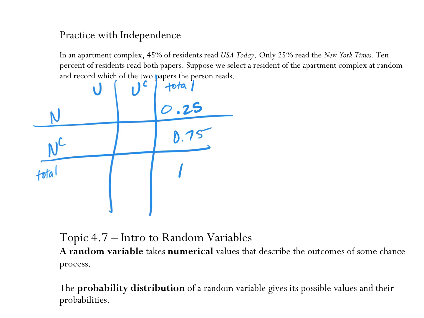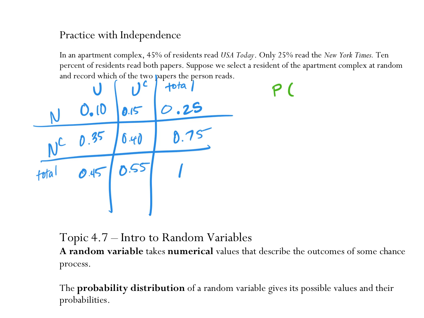What else do we know? 45%. 45% read USA Today. So 55% do not. 10% read both. Seems to be working out. All right, now, if we want to know if it's independent, we need to find two probabilities. Which ones do you think we need to find?